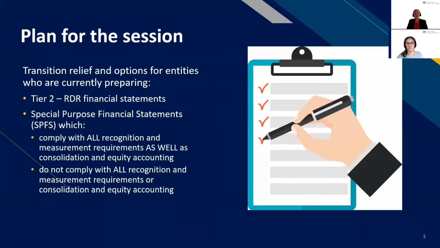During this particular webinar, we're going to go through and discuss the transitional relief that's available. We're going to break it up into three main sections. We'll cover those entities transitioning from RDR, those entities transitioning from special purpose that have previously complied with recognition and measurement and consolidation and equity accounting, and those transitioning from special purpose that did not comply with recognition and measurement and consolidation and equity accounting.